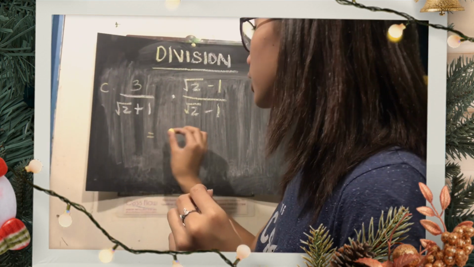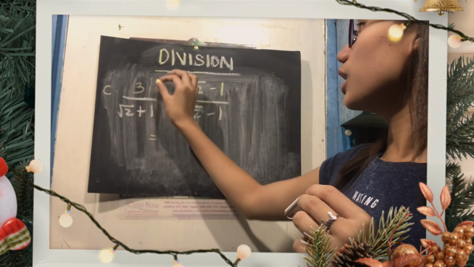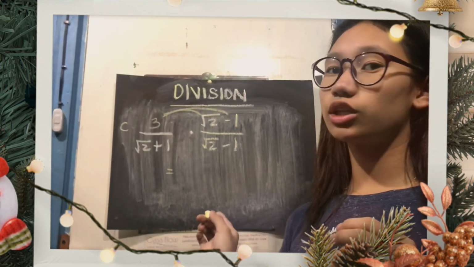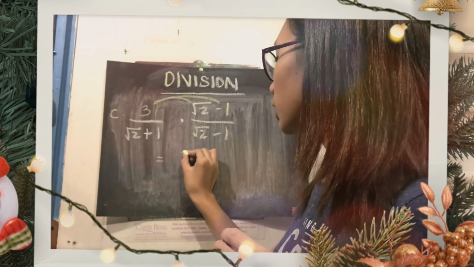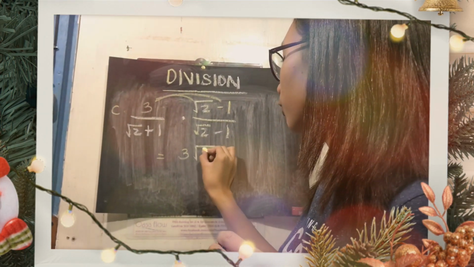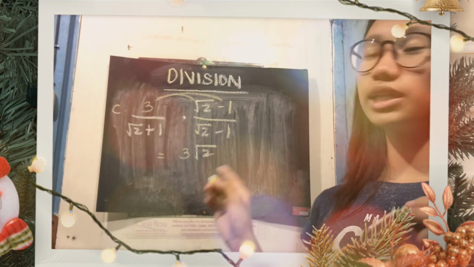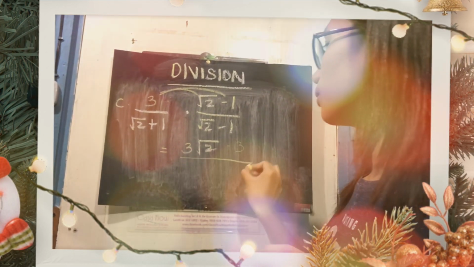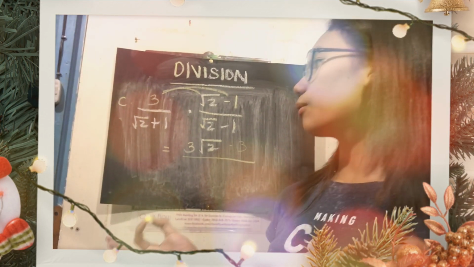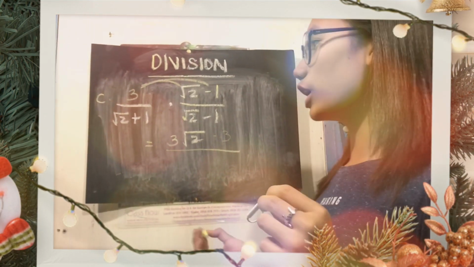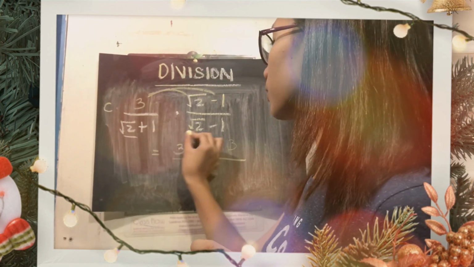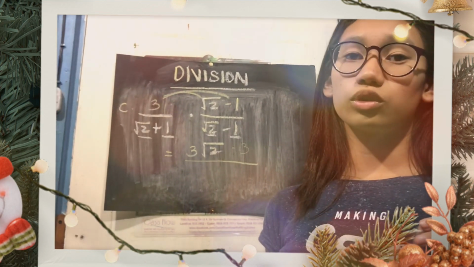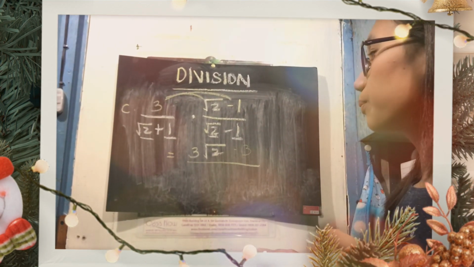Here we have an answer. We need to distribute 3 in square root of 2 and negative 1. 3 times square root of 2 is equal to 3 square root of 2. Next, 3 times negative 1 is equal to negative 3 over. In multiplying a binomial with its conjugate, we just need to multiply the first terms and the second terms. We don't need to compute overall using the quadratic formula.